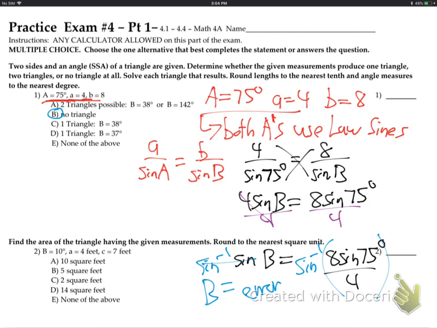That's what the error on the calculator is telling you. That kind of triangle is not even possible. There's no triangle that fits that. You might think, well, then how could it ever be none of the above? Well, it could be none of the above if it was 2 triangles but a different B, or 1 triangle but a different B. And that would be none of the above. All right, we good? Move on to number 2. So make sure you get error on that.